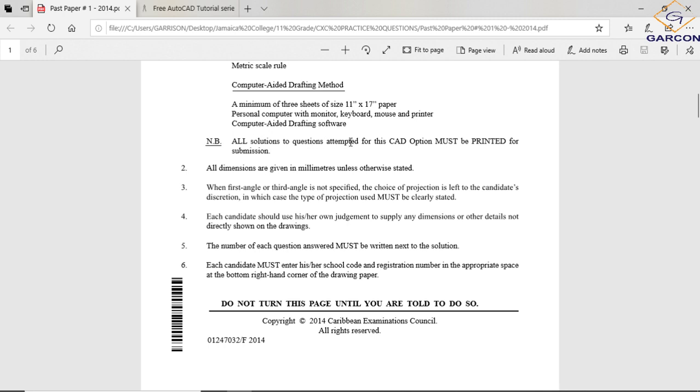Solutions to questions attempted for this CAD option must be printed for submission, so you usually print it. Nowadays, I think they're working on a system where you save it to PDF, plot it to PDF, and then upload the PDF to the CXC website or server. But we are not sure what they will be doing right this minute, but it's either of the options. So either you print it or you upload it digitally.